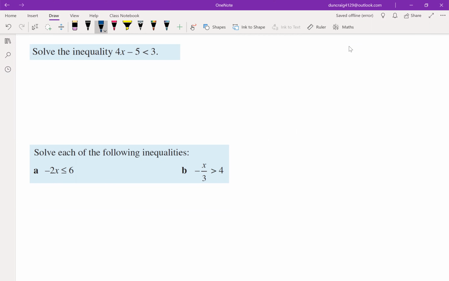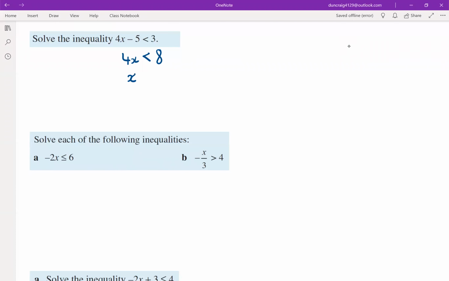4x take 5 is less than or equal to 3. So I'm going to get rid of the loose term first. So I'm going to add 5 to both sides. 3 and 5 is 8. I'm going to divide both sides by 4. And I'm going to get x is less than or equal to 2, because 8 divided by 4 is 2.